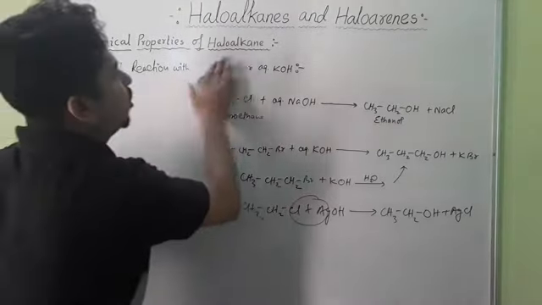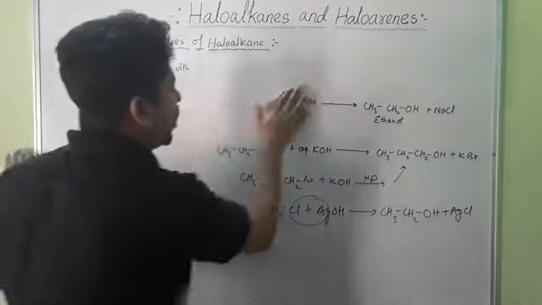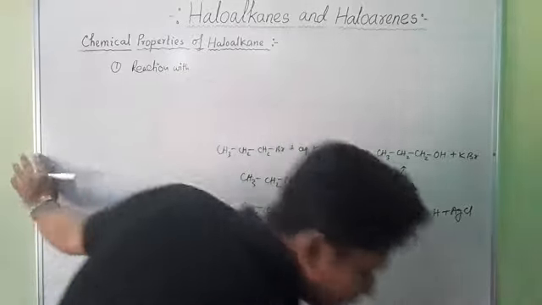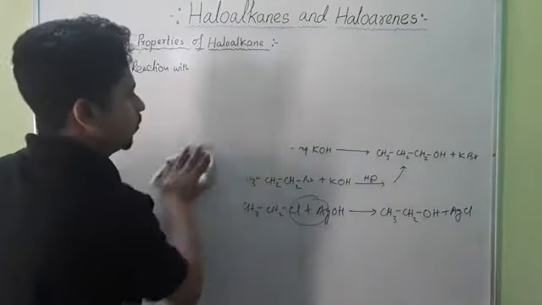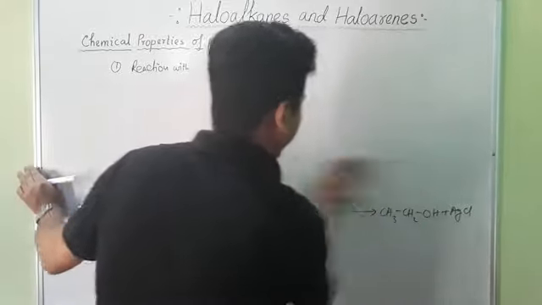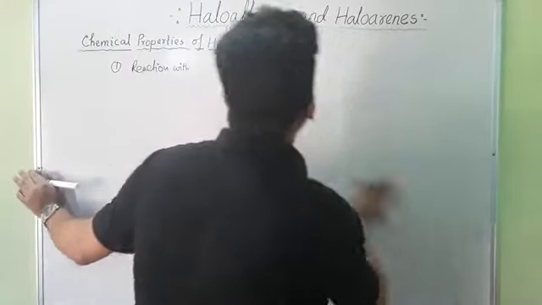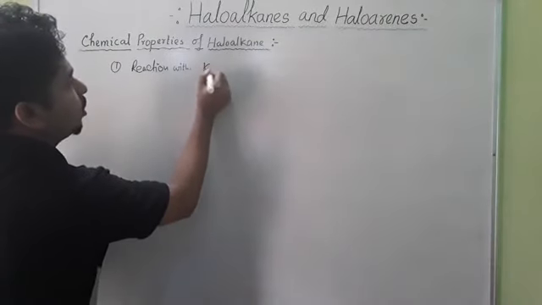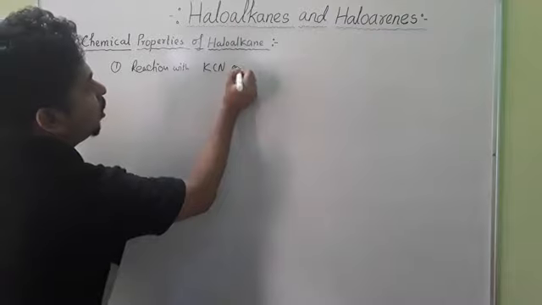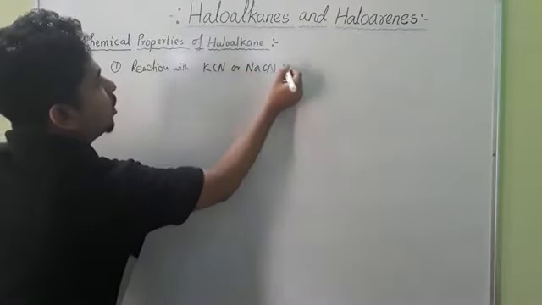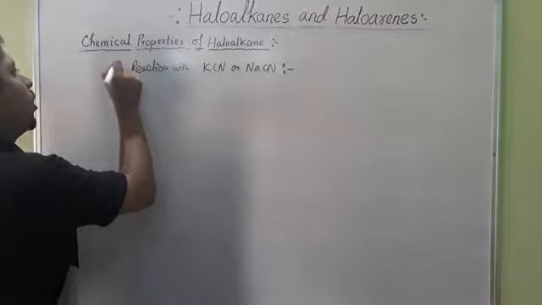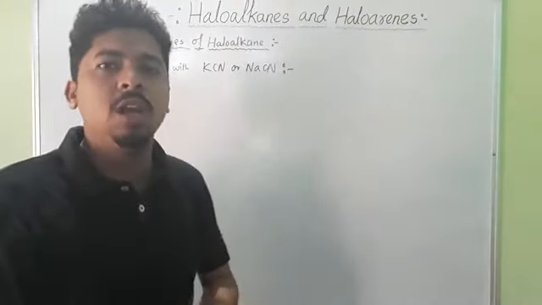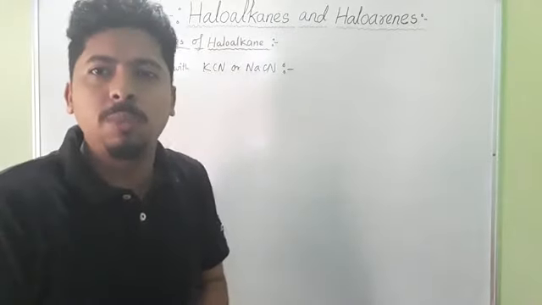Number 2, reaction with NaCN or KCN, sodium cyanide or potassium cyanide. Reaction number 2. These haloalkanes on treatment with potassium cyanide or sodium cyanide form the corresponding cyanoalkane.